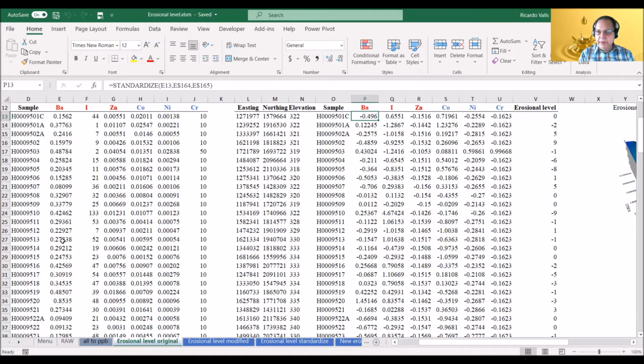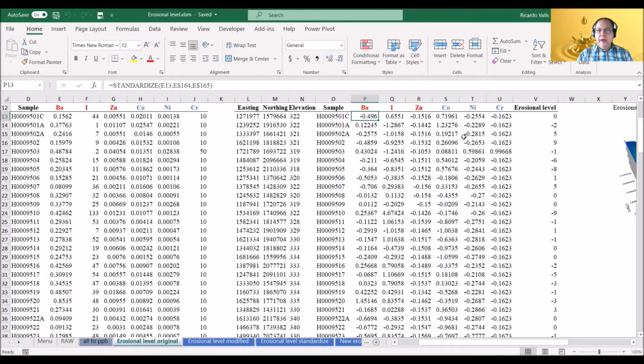And this is very important. You need to standardize because the actual value of the element may vary a lot. Okay, so when you standardize, you eliminate that problem. And the formula for standardize is standardize the element by the mean and the standard deviation.